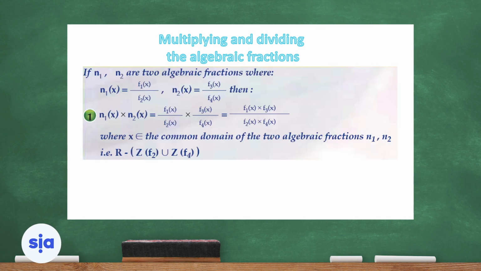If n1 and n2 are two algebraic fractions where n1 of x equals f1 of x over f2 of x and n2 of x equals f3 of x over f4 of x. So as you can see here, to multiply them, we multiply the numerators together and we multiply the denominators together. And don't forget to get the common domain as we explained it before. Let's check an example.